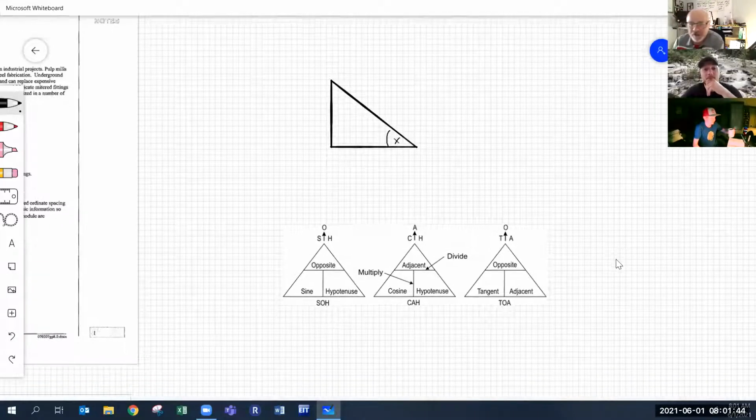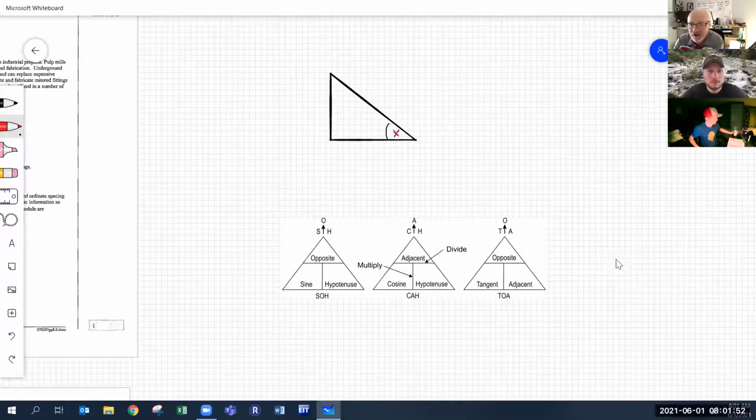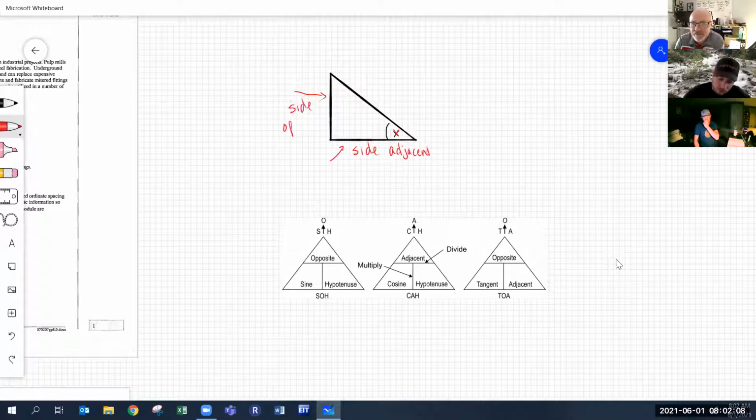Okay, so we're going to start off again just with triangle terminology. Now if I'm talking about this angle right here, we call this line the side adjacent. And then this line would be the side opposite of the angle. And this is always called the hypotenuse.